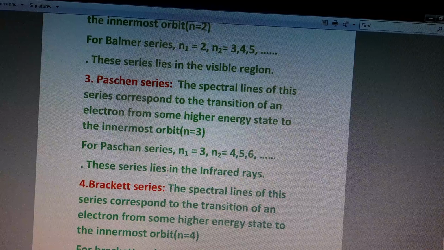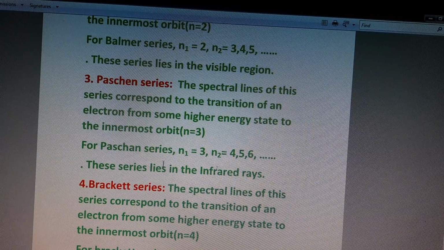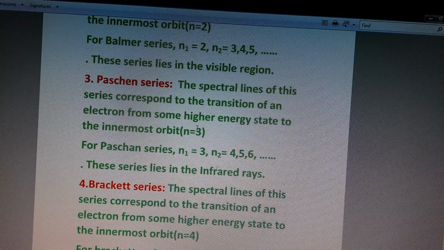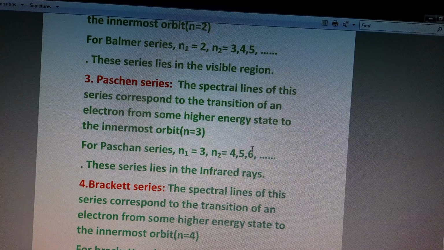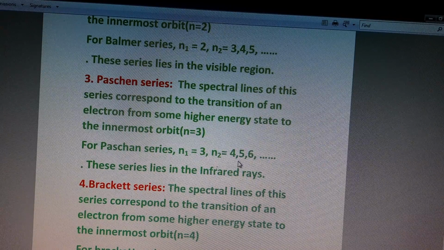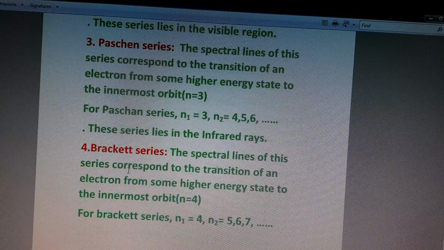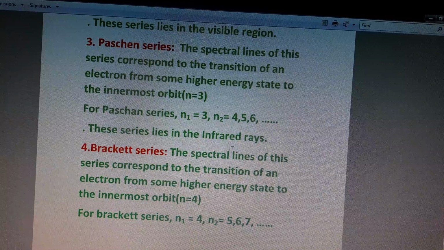In the same manner, the Paschen series. The electron jumps from a higher energy state to the innermost orbit, that is n equal to 3. The higher energy states are more than 3, meaning 4, 5, 6 up to infinity. The innermost orbit is 3. This series lies in the infrared region.